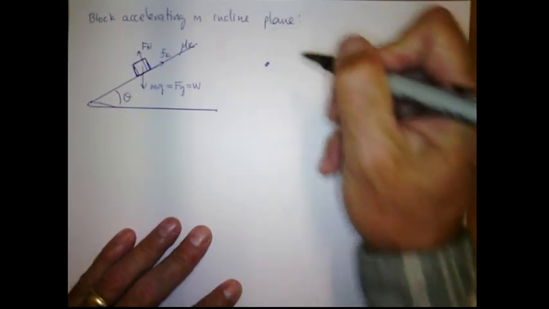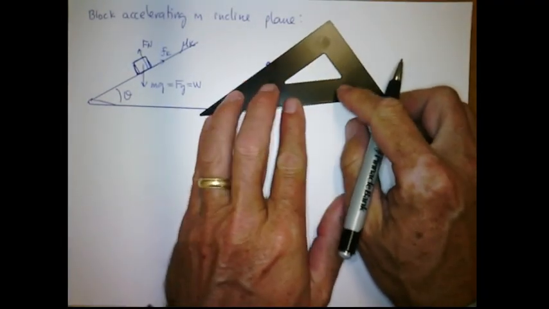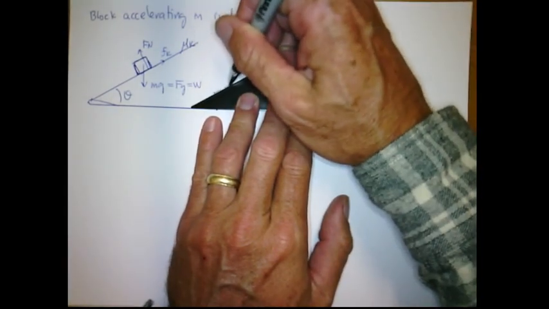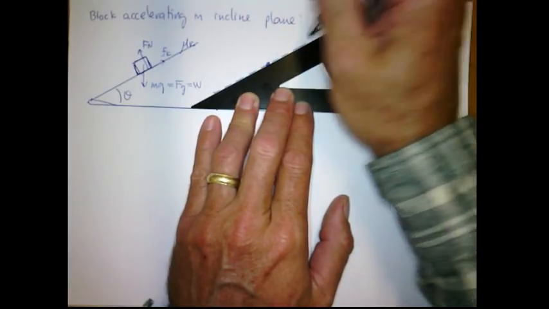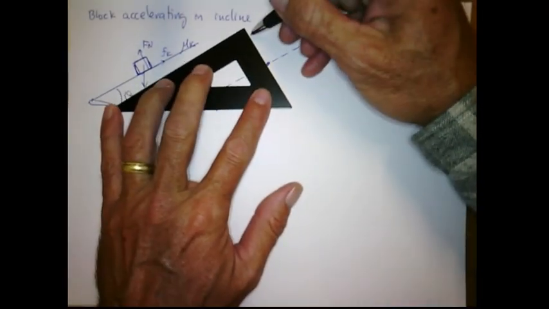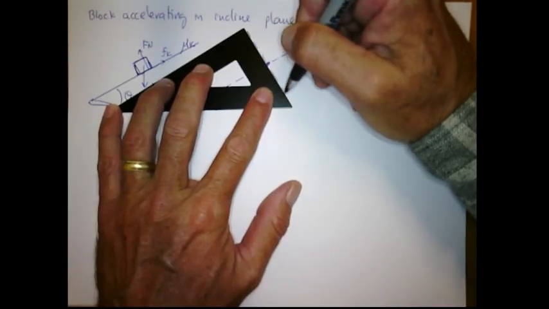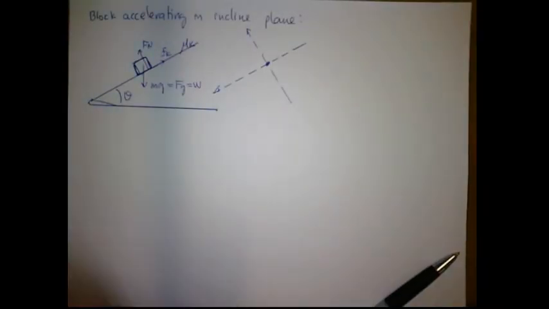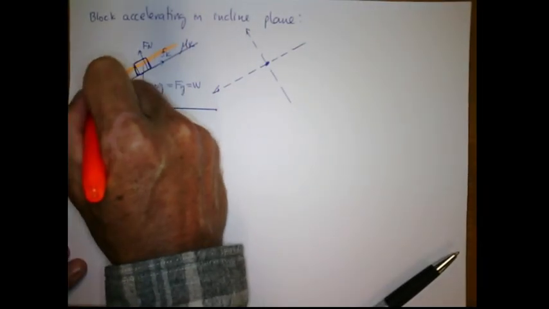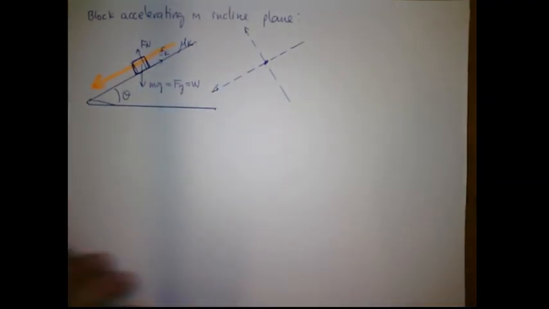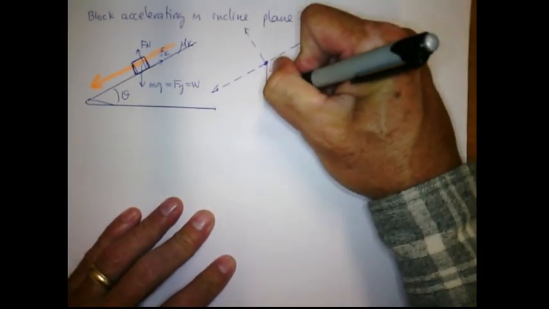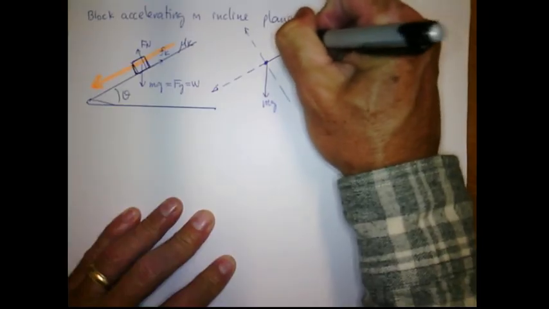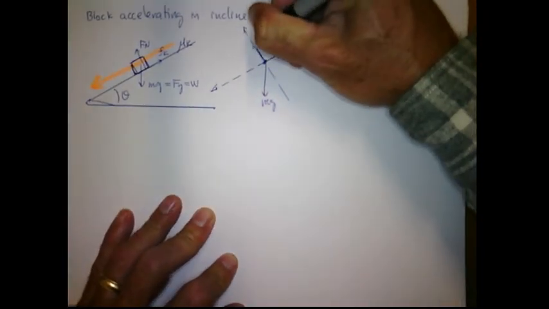The free body diagram. We prefer this to be the x-axis for convenience, and this is the y-axis. If you make the axes in this direction, that makes your life easier, as you are going to see in a second. So this is mg, friction, and normal force.